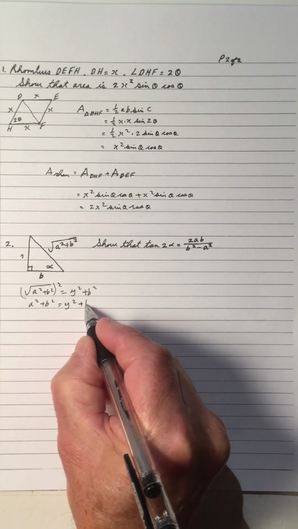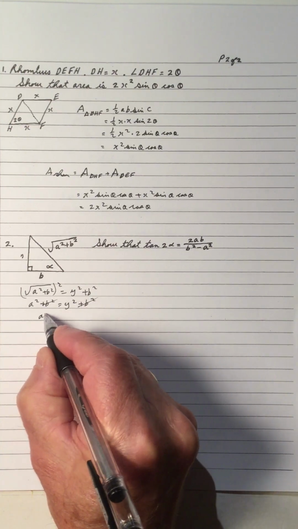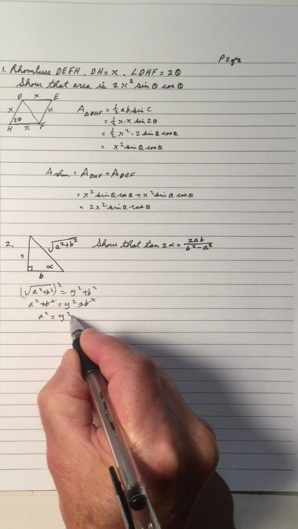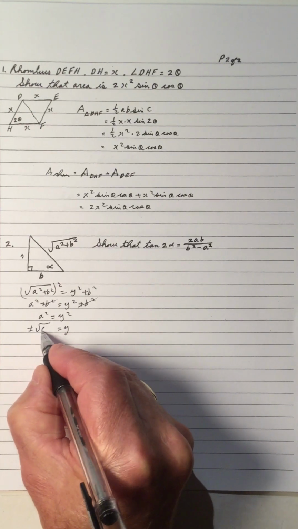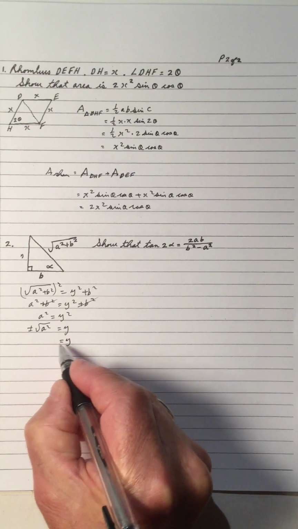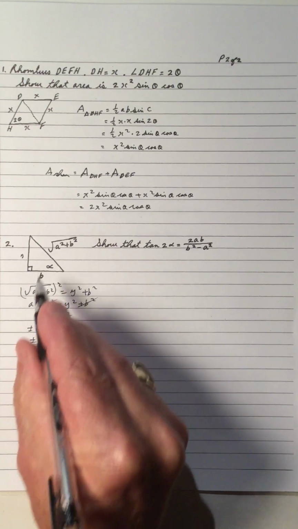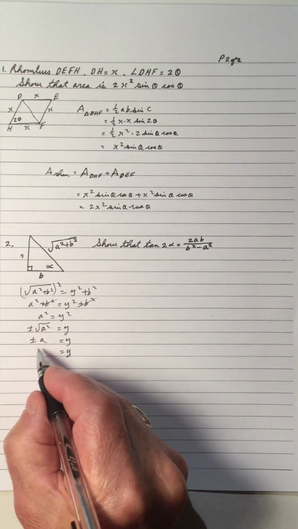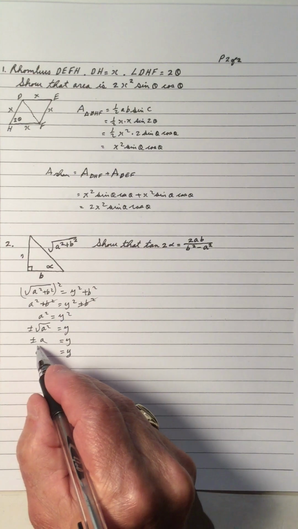The square root of a squared plus b squared squared is a squared plus b squared, equals y squared plus b squared. The b squareds cancel out, so a squared is equal to y squared. So y is equal to plus or minus the square root of a squared. y is plus or minus a, and the length of the side can't be negative, so a has to be positive. It can't be negative.